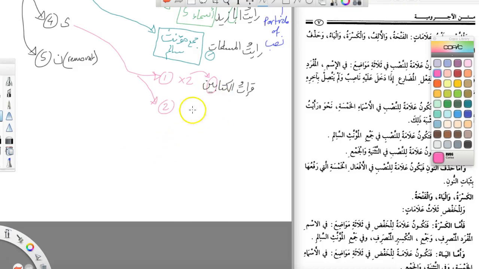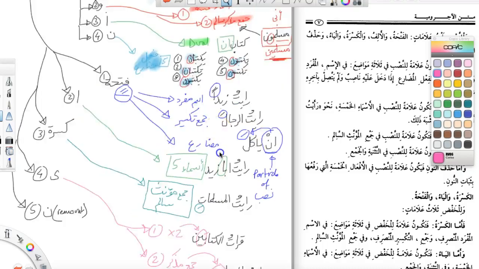Okay, and finally, the second one is Jama' Mudhakkar Salim. So above we did Jama' Mu'annath. This is Jama' Mudhakkar Salim, sound masculine plural. So for example, if I say Ra'aytu al-Muslimina, I saw the Muslims. This has to be written with the ya there, Muslimina. Now this is kitabayni, this is Muslimina. So it has to be written with the ya like that.